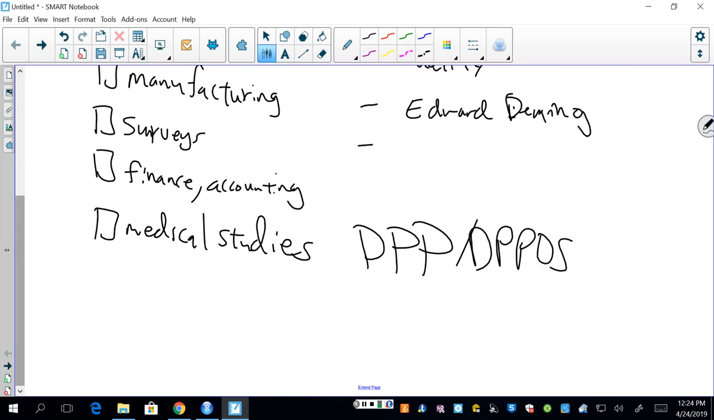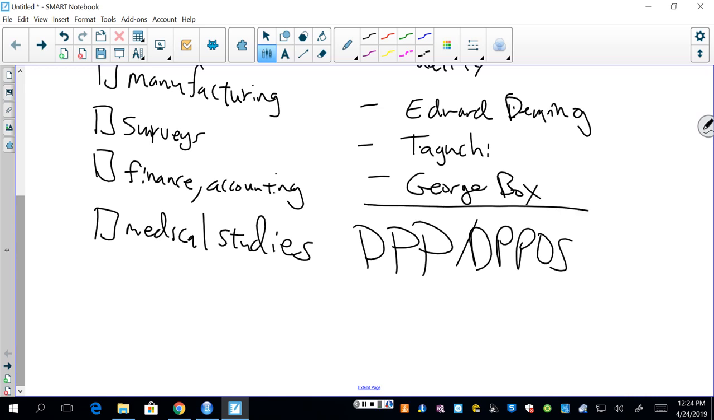There's another Japanese name, Taguchi. I don't know the history about Taguchi. On the statistical side, there's another guy named George Fox, who was the president of the American Statistical Association, who wrote textbooks on engineering and quality control. So there'd be a number of names within the statistical realm that would also be involved in this, right?